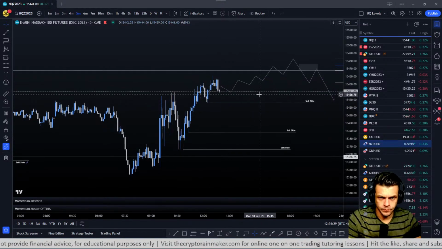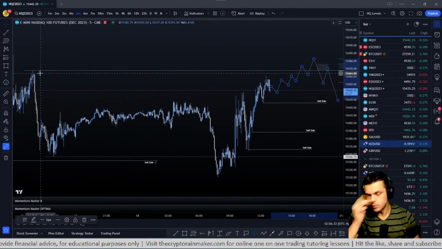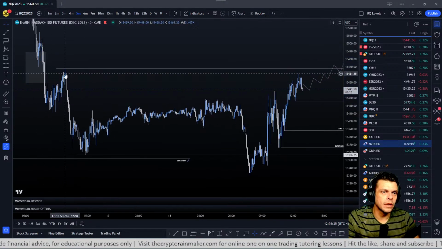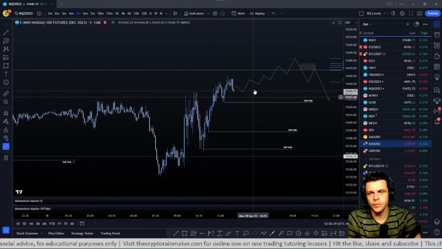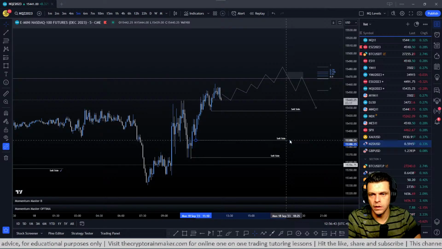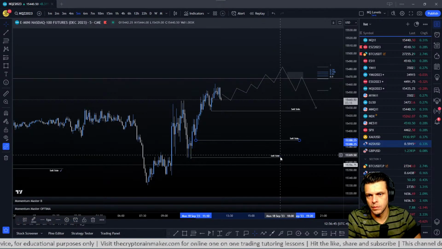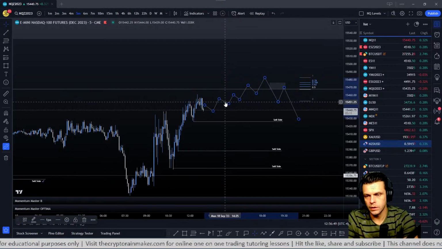All right, so that will be kind of the A plus setup for this afternoon. If it can take out that high and then displace, but okay, we can keep these sell side levels right there. Let's just align them to make them look nice and neat. And we can delete that.